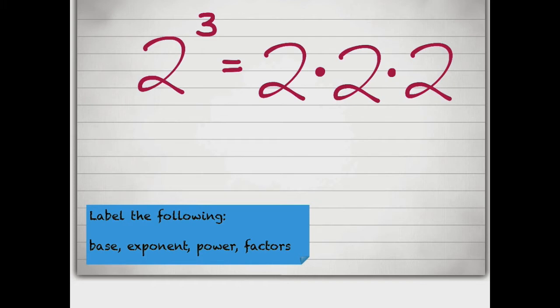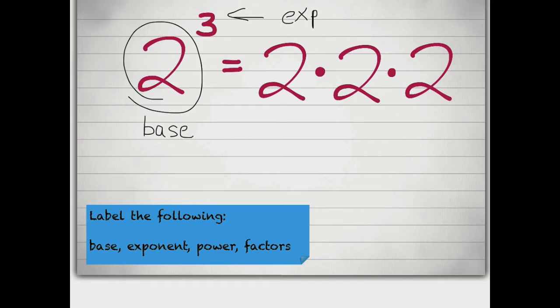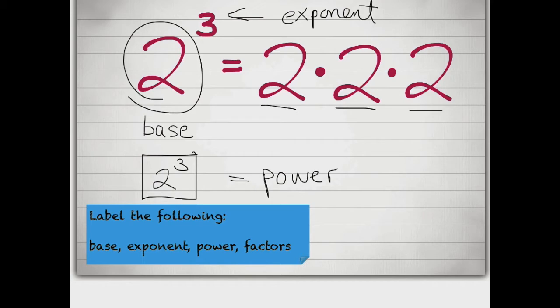Now we're going to try to learn some vocabulary regarding powers and exponents. So we have to identify the base, exponent, power, and factors. As you might know, the 2 right here is considered the base. The 3 is considered an exponent. Now, when you have 2 raised to the third power, this together is considered a power. And each of these 2's is considered a factor.